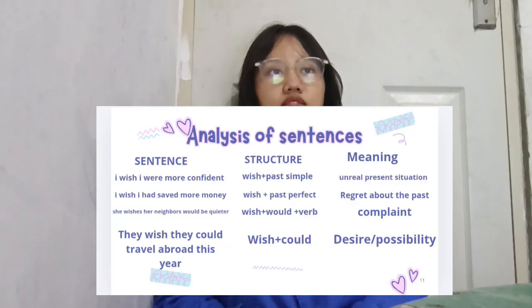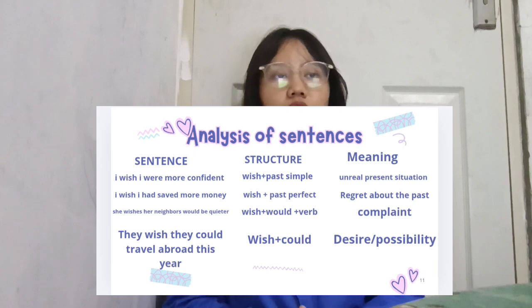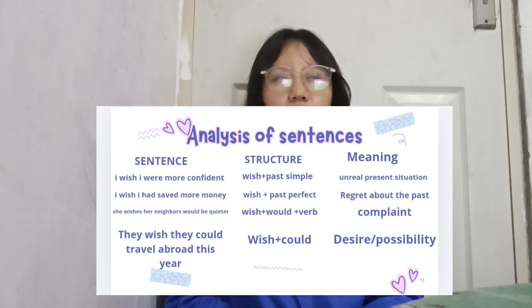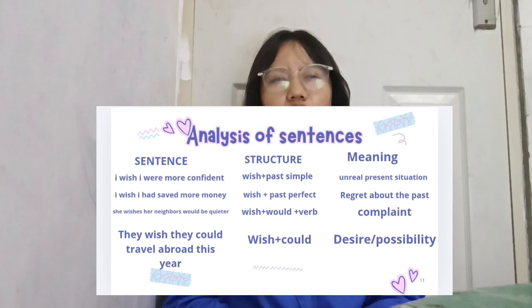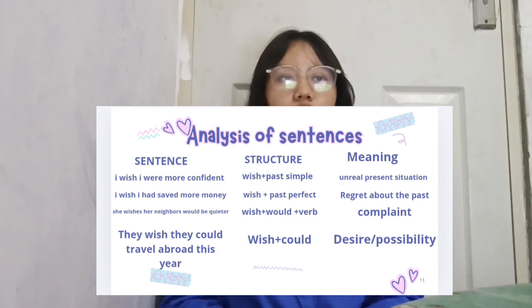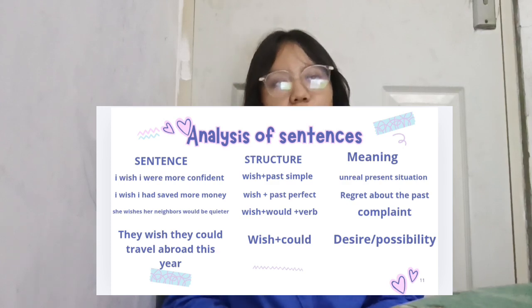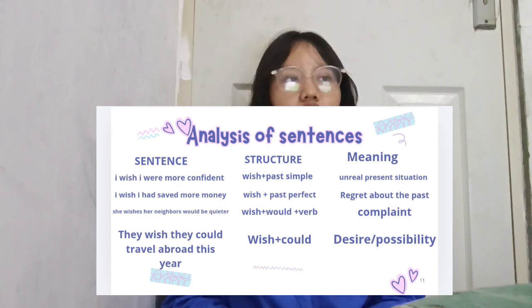Analysis of sentences. Sentence 1: I wish I were more confident. Structure: wish plus past simple. Meaning: unreal present situation. Sentence 2: I wish I had saved more money. Structure: wish plus past perfect. Meaning: regret about the past. Sentence 3: She wished her neighbors would be quieter. Structure: wish plus would plus verb. Meaning: complaint. Sentence 4: They wish they could travel abroad this year. Structure: wish plus could, meaning desire or possibility.